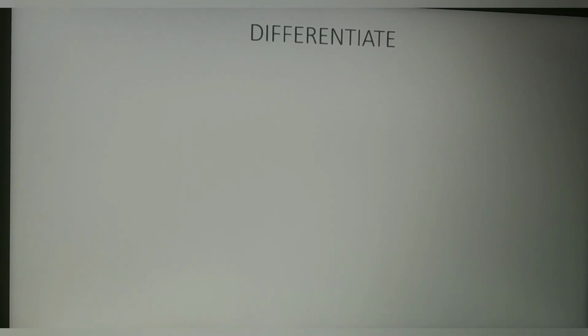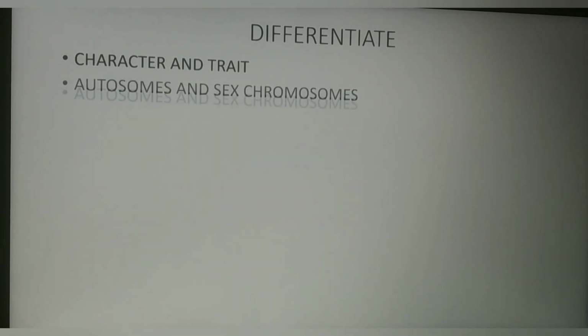Next, we shall have a look at some of the words that can be asked for differentiation. First one, to differentiate between character and trait. Number two, autosomes and sex chromosomes.